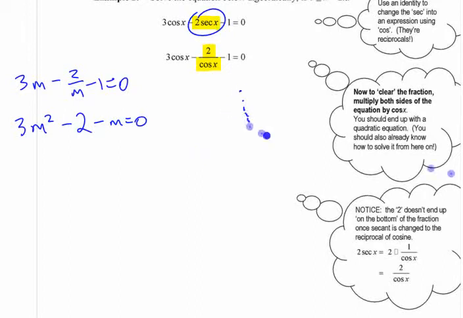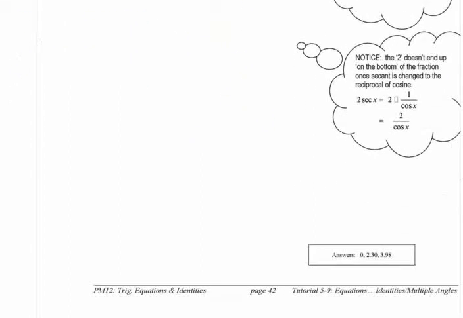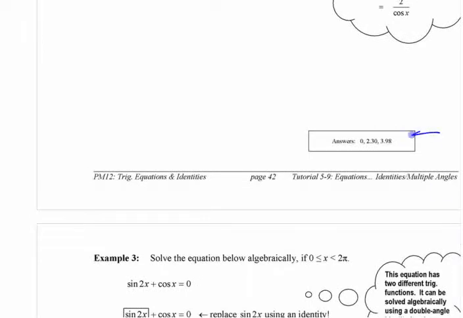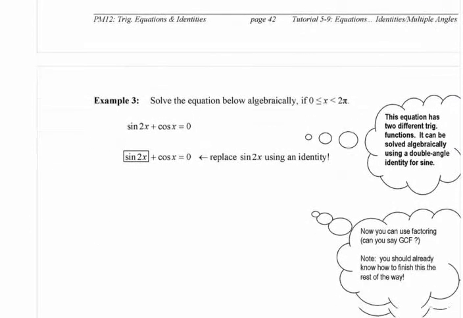I'll let you finish that one for yourself sometime. The other things involved here, and again, the answers are down there for you to check. It's better if you work through and do that.